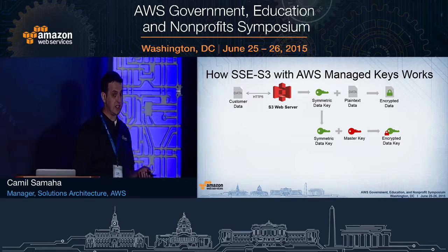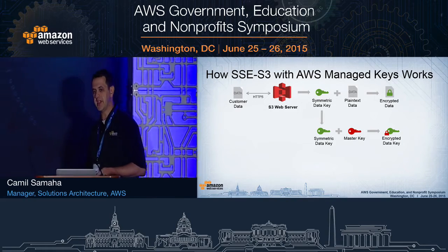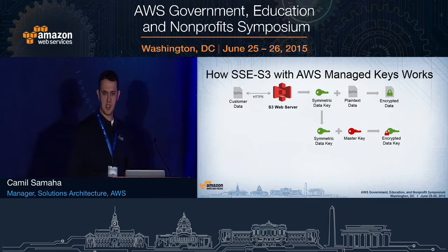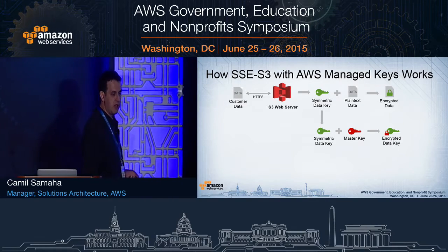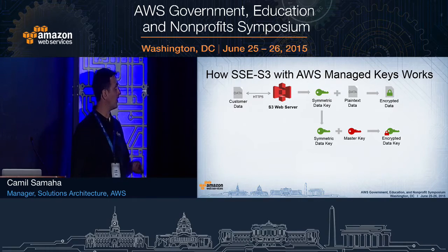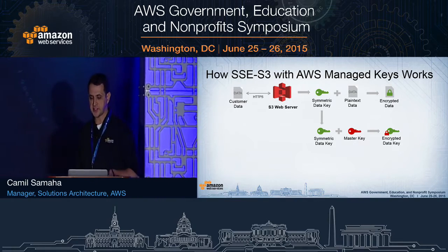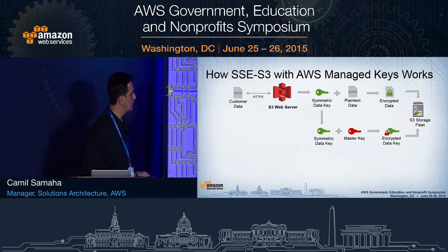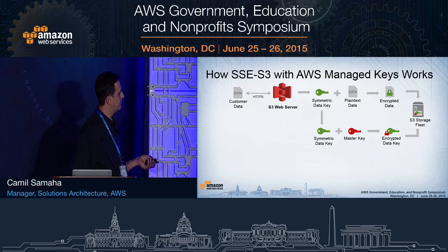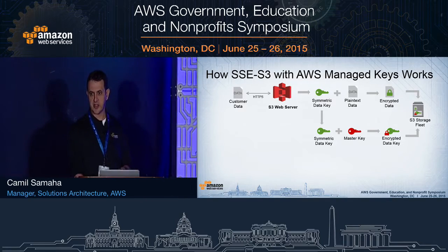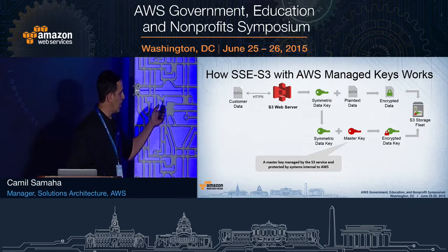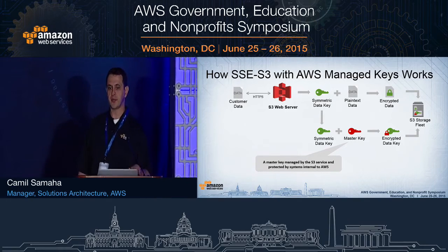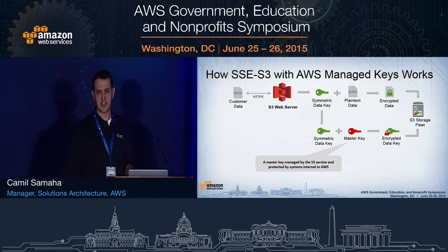The symmetric key itself, we use the S3 Master Key to encrypt that data key, and then we store that encrypted key with the encrypted data in the S3 storage fleet. And it's all done transparently and automatically for you. So the master key itself is fully owned and managed and protected by AWS and the S3 service.